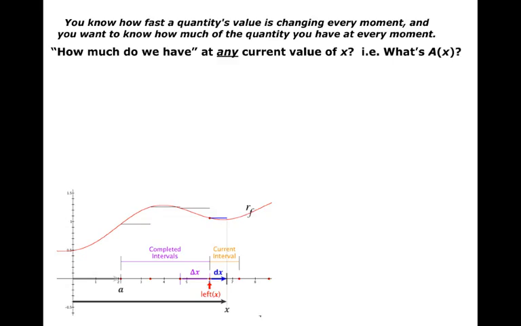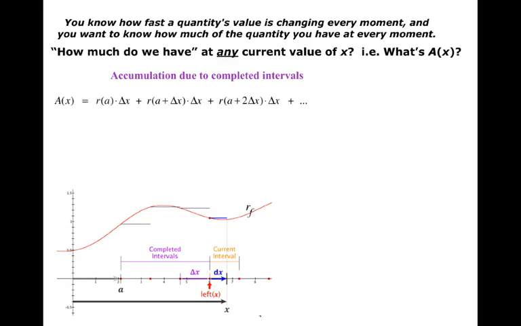So, how much do we have at any current value of x? What is this A function? What's the big picture structure of the A function? In its overall structure, it's a summation of what? Are we summing up rates? Little bits of accumulation, right? We're going to sum up little bits of accumulation, and those are broken up into two different kinds. The first is from the completed intervals, and then a little bit more from the partial, current interval.